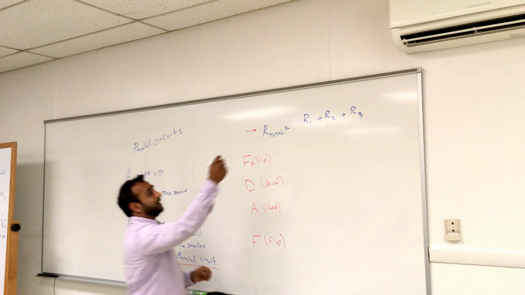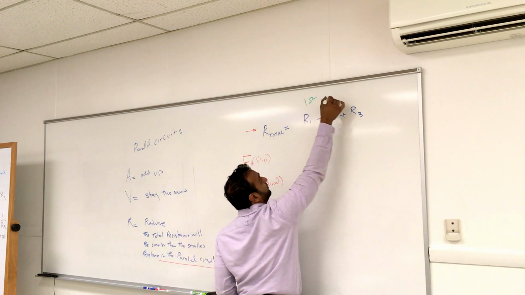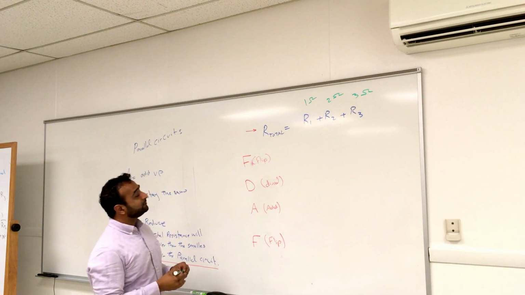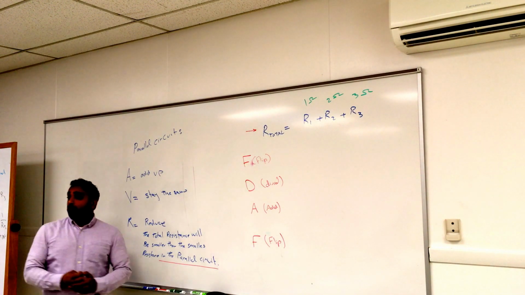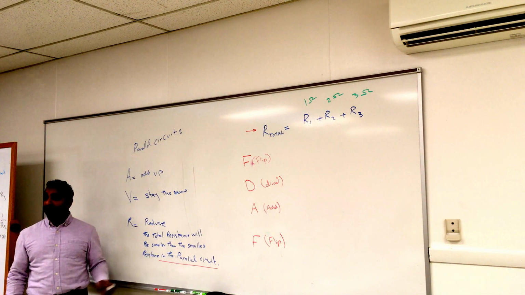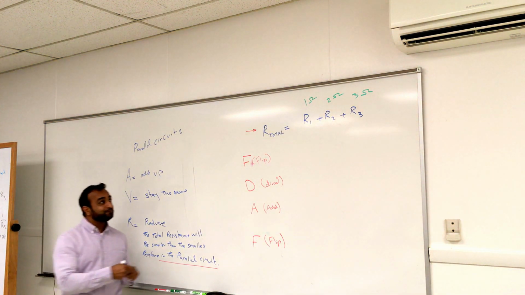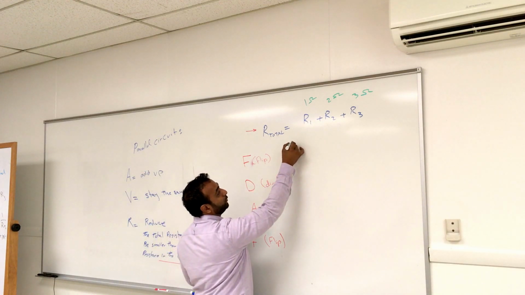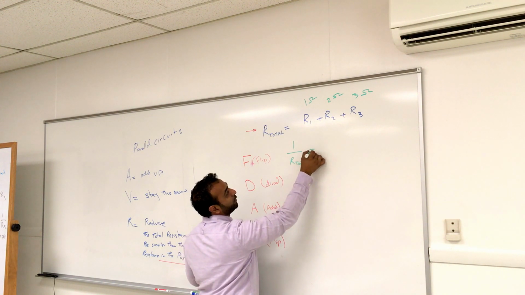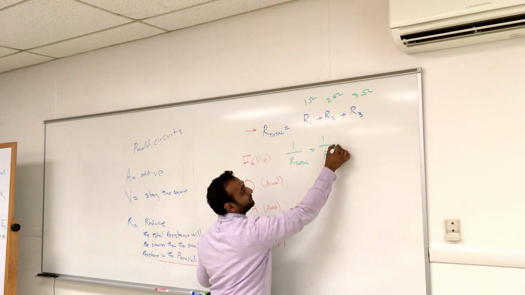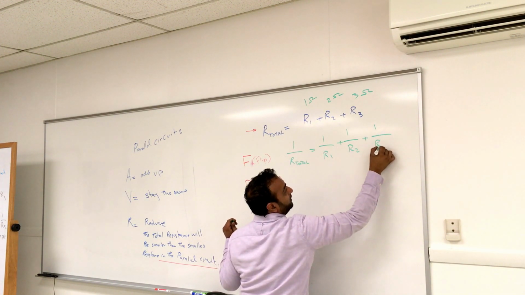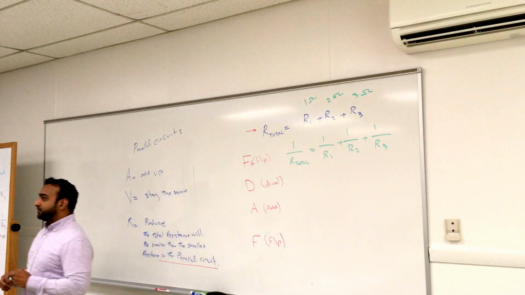So we'll say R1 is, for example, 1 ohm, R2 2 ohm, and R3 3 ohm. So when I flip a number, I get the reciprocal, or 1 over that number. Everybody agrees? I'll show you. So I will do 1 over R total equals 1 over R1 plus 1 over R2 plus 1 over R3. Make sense?